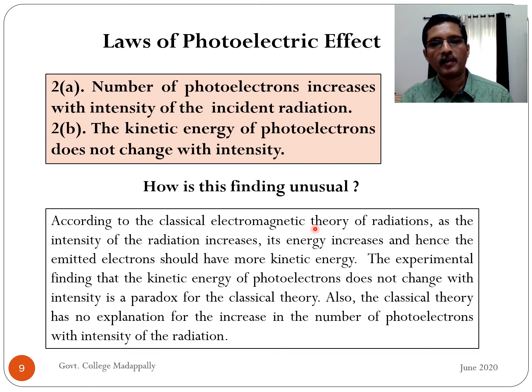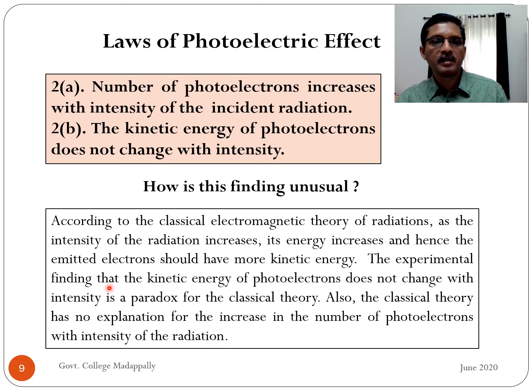According to the classical electromagnetic theory of radiations, as the intensity of the radiation increases, its energy increases. Increase in intensity means increase in energy, and hence the emitted electrons should have more kinetic energy. If we are using visible light, more brighter light means more intense light. So if the intensity increases, according to classical electromagnetic theory, energy increases. So the emitted photoelectrons should receive more energy.